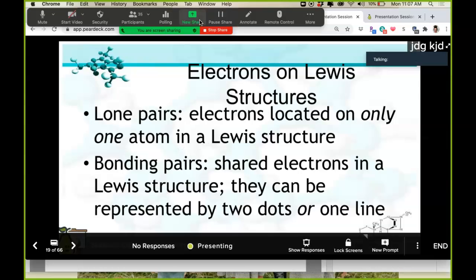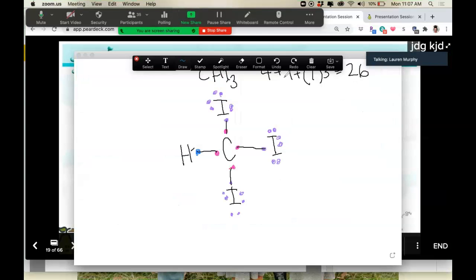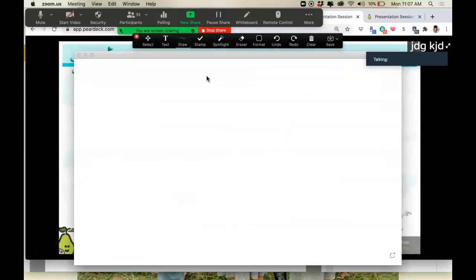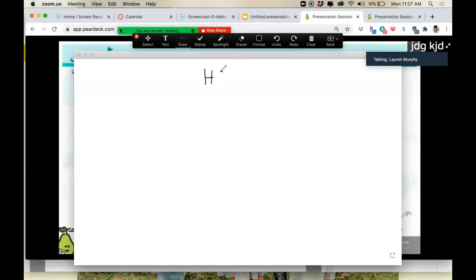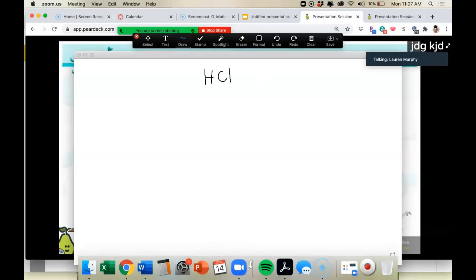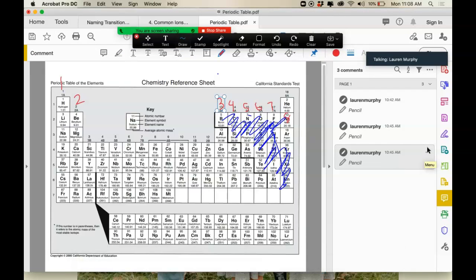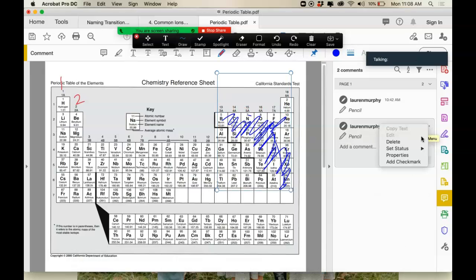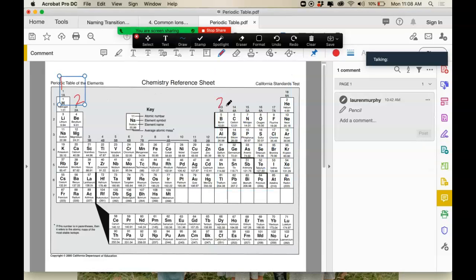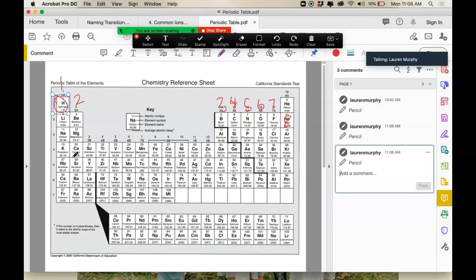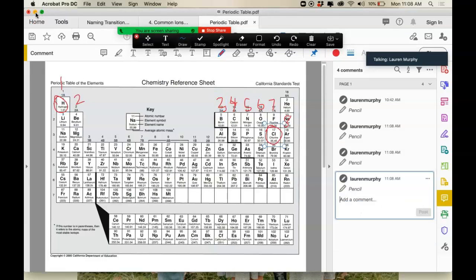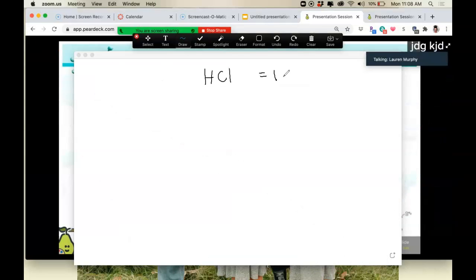So I would like to practice with you to start with HCl. So the first thing you're going to want to do is figure out how many valence electrons each element can contribute to the molecule. Okay, so hydrogen has 1 valence electron, chlorine has 7 valence electrons. So that's how many electrons we have to work with. 1 from the hydrogen and 7 from the chlorine.